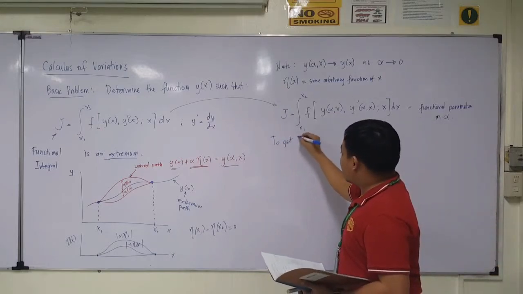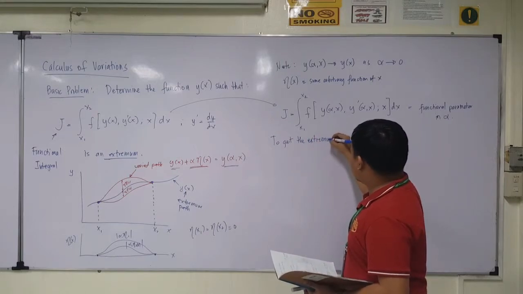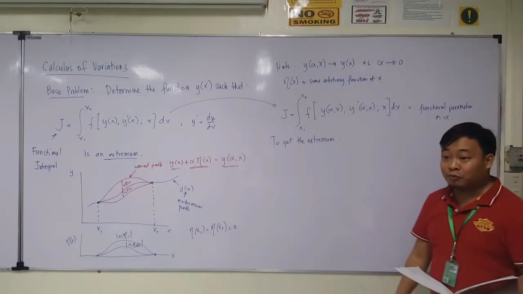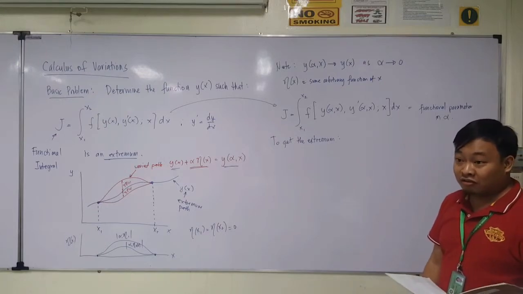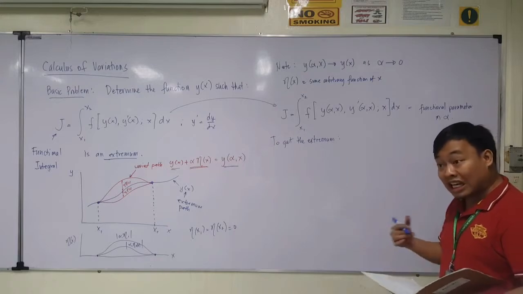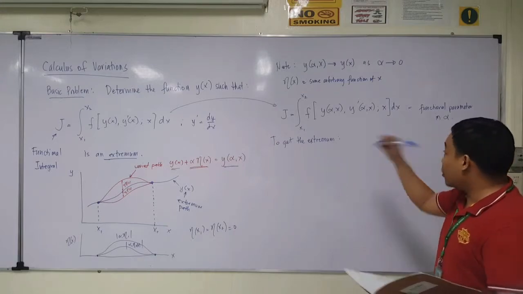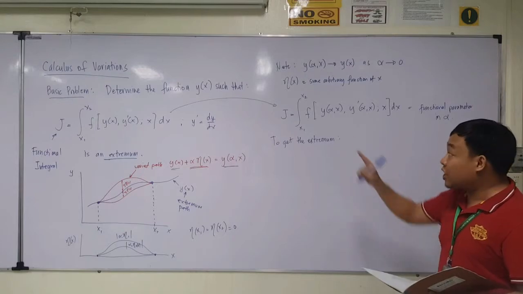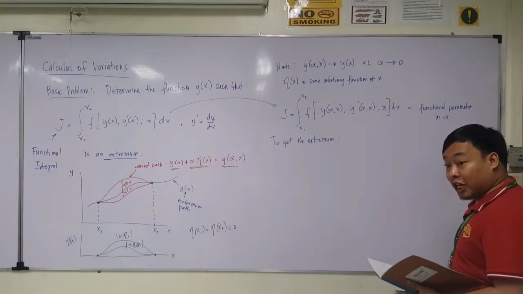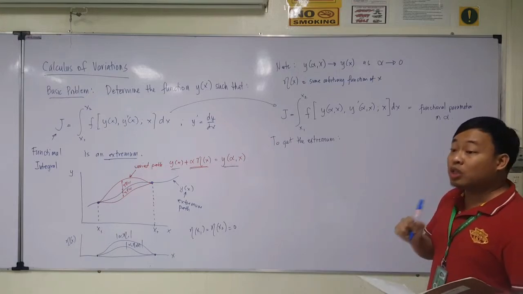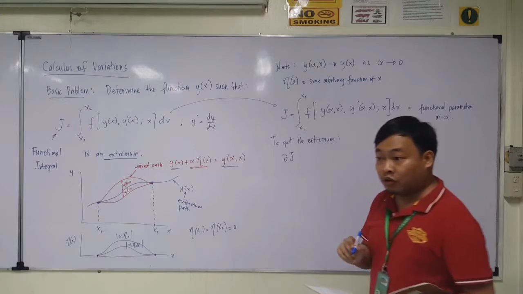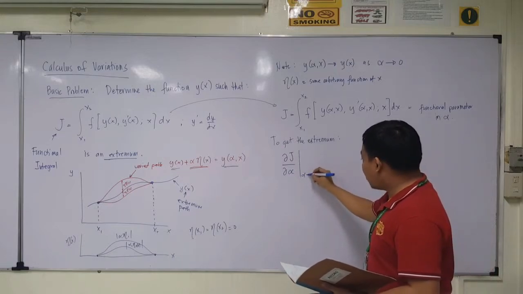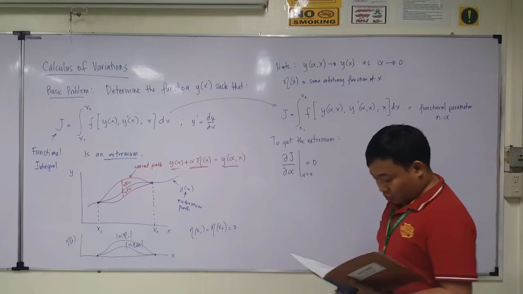Now, how do we get the extremum value? Just like in calculus, what do we do in order to get that extremum value? We get the derivative, then set it to 0. We set that derivative to 0, and that is exactly what we're going to do. Because J is a functional parameter of alpha, but also of x, and we want to minimize J in terms of alpha, we're not going to take the full derivative, but only the partial derivative of this integral with respect to alpha. Then we approach alpha to 0, and we equate this to 0.